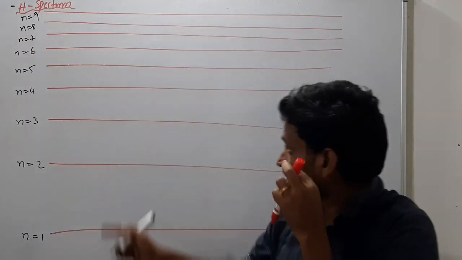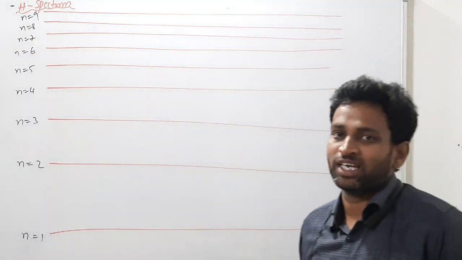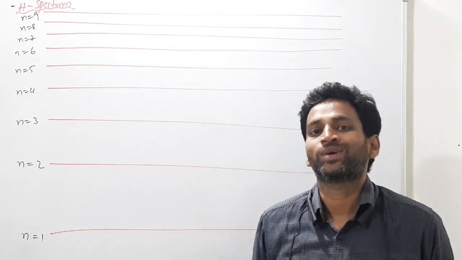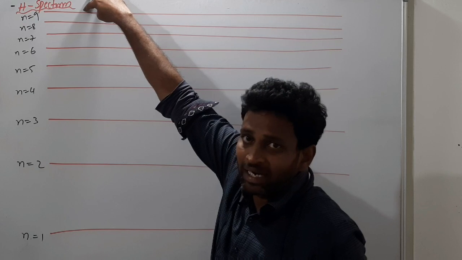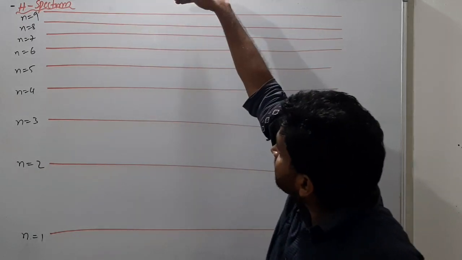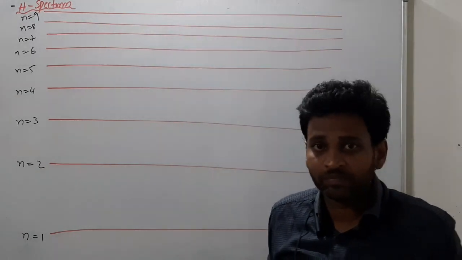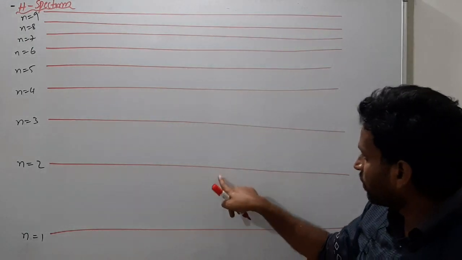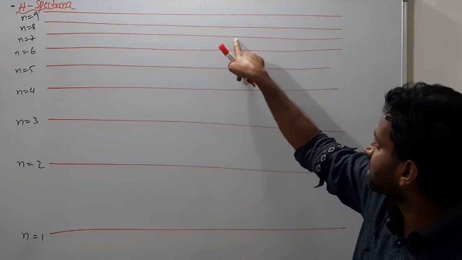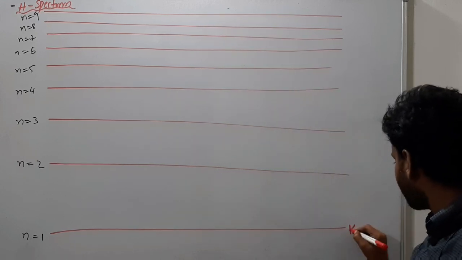Just look at these ones. These are the energy levels around the nucleus. So an excited electron will be here, suppose at 9, and up to infinity. The last line can be infinity. We cannot say. I have written only 9 lines: 1, 2, 3, 4, 5, 6, 7, 8, 9. This is the K shell line.